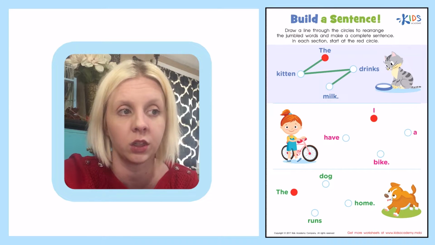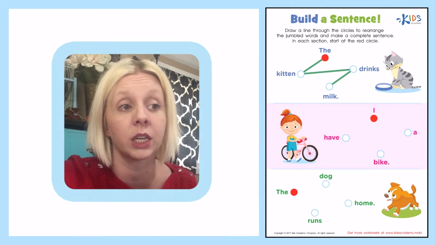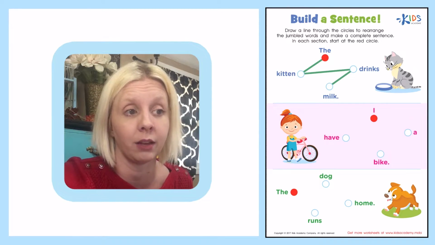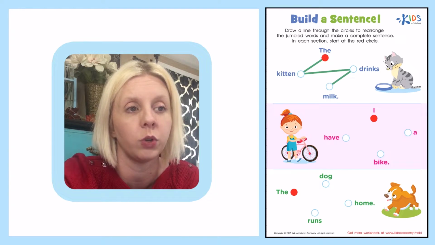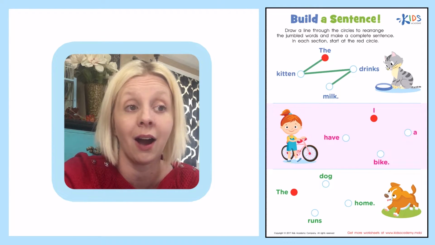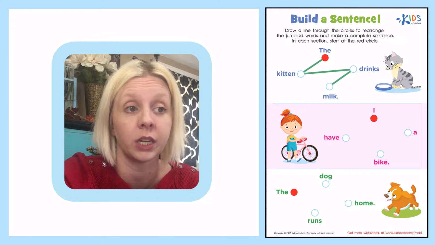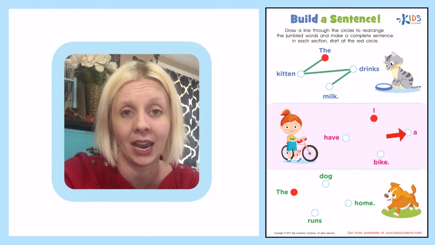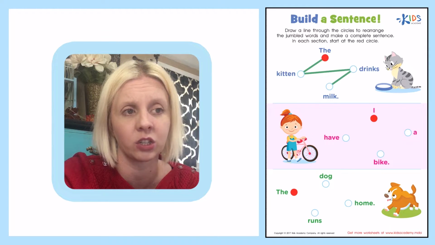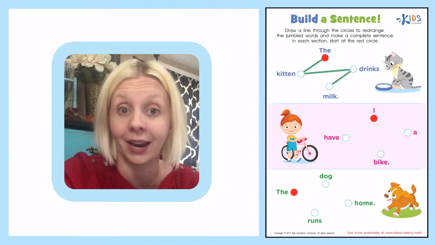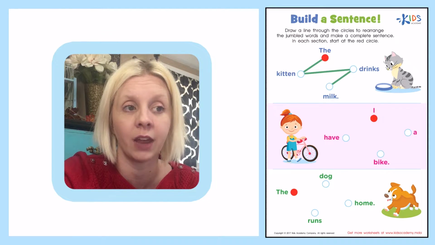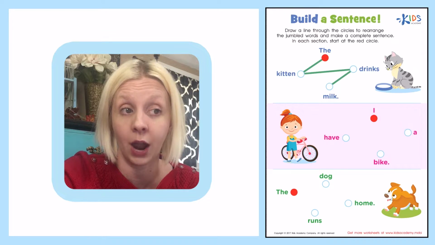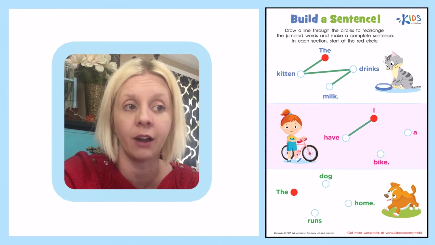So let's look at that first in the next one. Here's our picture clue. It looks like a little girl and she has a bike there with her. Okay, so let's find out which way we go. We're going to start with I because that's the red circle. So it says, I have bike a. Well, that doesn't make any sense. So let's look at it again. I have a bike. That makes sense. I have a bike. I is the noun, okay? And they have or they own a bike, okay?